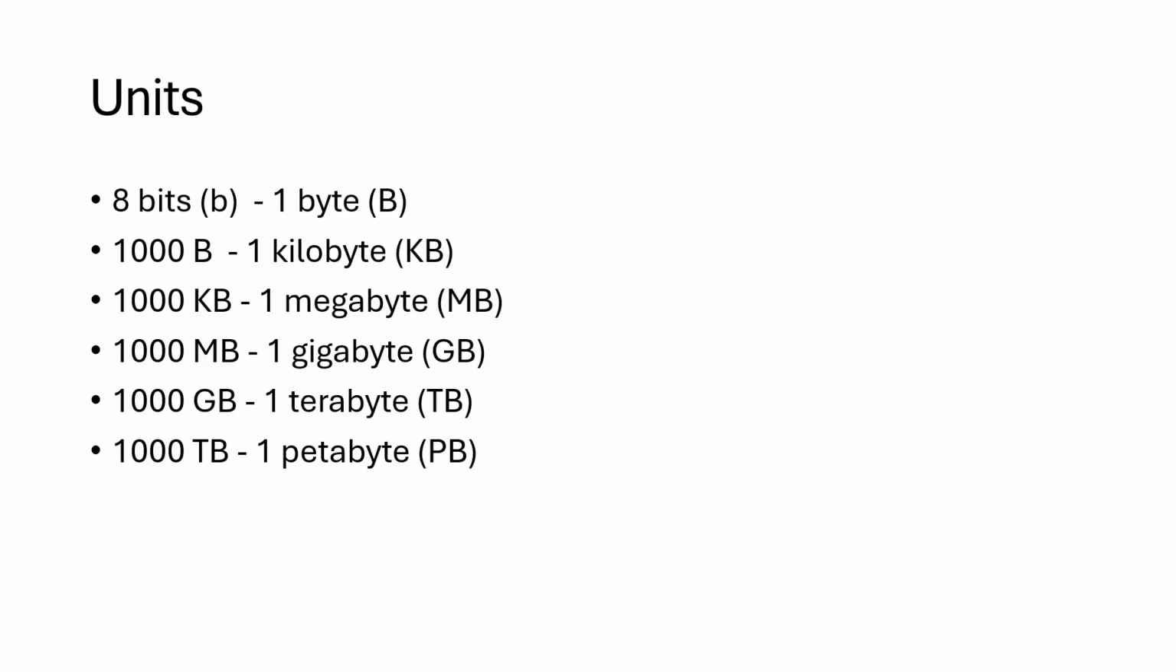So we go up by multiplying by 1,000. 1,000 bytes is a kilobyte, then 1,000 kilobytes is 1 megabyte, and then 1,000 megabytes is 1 gigabyte, 1,000 gigabytes is 1 terabyte, and 1,000 terabytes is 1 petabyte, which is only really used if you're thinking about servers and more commercial things. On the scale of your personal computer, that's unlikely to have a petabyte.